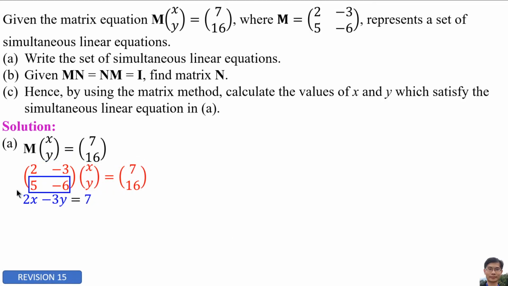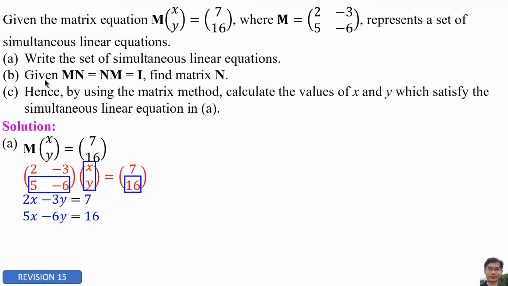Then the second row of this matrix multiplied by the first column of this matrix equals the second row, first column of this matrix, that is 16. It means 5 times x, 5x, and -6 times y, -6y, equals 16. So, these two equations are the set of simultaneous linear equations.